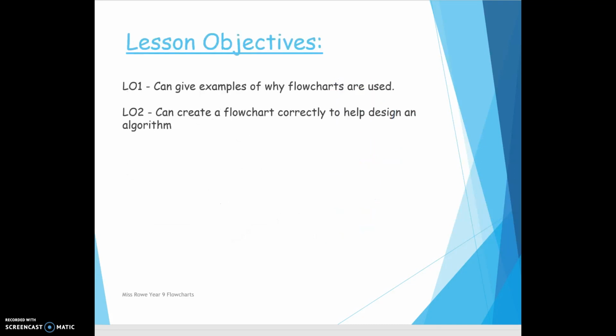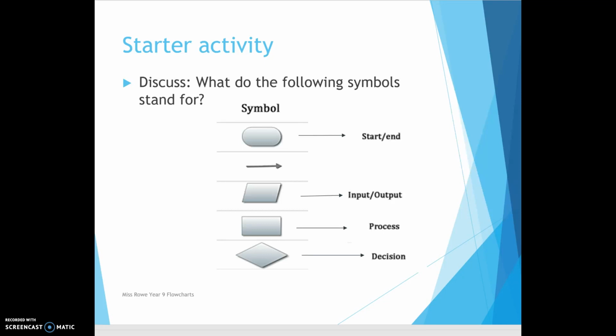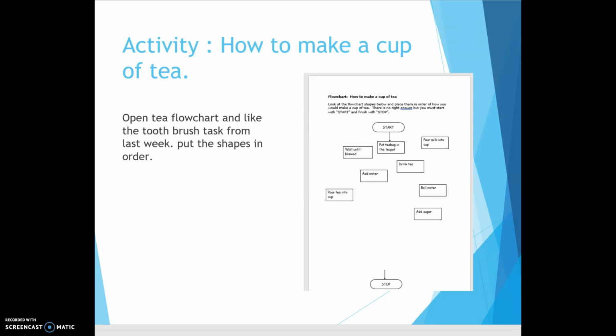Lesson objectives: I can give examples of why flowcharts are used, and I can create a flowchart correctly to help design an algorithm. So we started off with the symbols on the board. Obviously I'm showing you the answers now, but we went through the different types of symbols. The first one, start, end. Then we had the direction of flow arrow, which is this one here. Input and output, process and decision. And the girls who drew it on the whiteboard did a fantastic job and everyone agreed. So there we go.